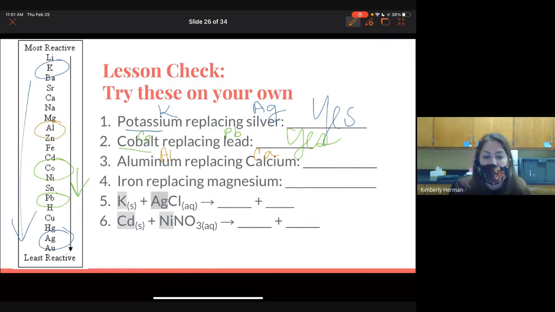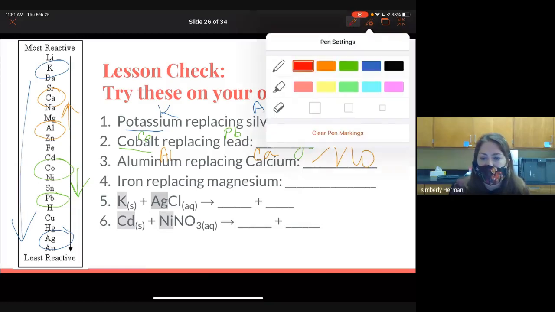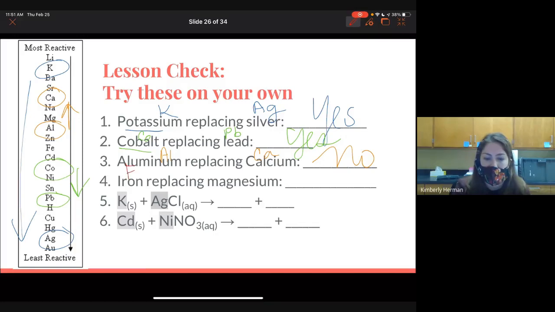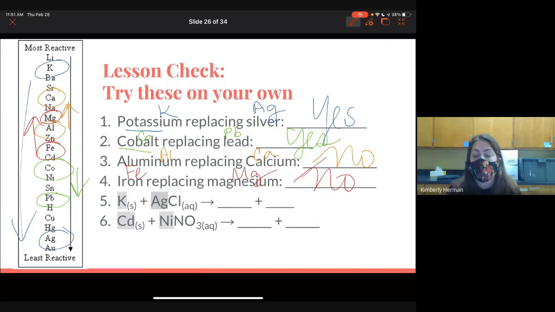Okay, our next one, aluminum, Al, replacing calcium, which is Ca. So we have Al, we have Ca. Can aluminum go up and replace? That would be a no. Okay, last one, we have iron, which is Fe, and we have magnesium. Can Fe go up and replace magnesium? That is also a no. So remember, a lower cannot replace a higher. A more reactive can go down and replace a less reactive. Now for 5 and 6, we're going to actually be predicting the products.